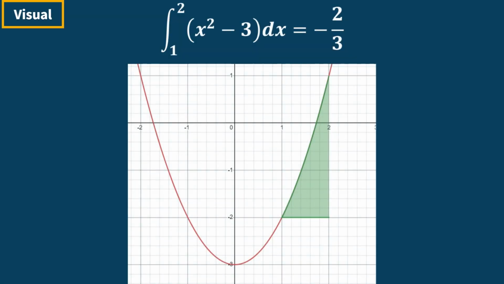Here's a visual of the problem we just solved. You can see that the red line there is the graph of our function, which is x squared minus 3. Our interval is going from 1 to 2, and then our area, which is negative 2/3, is that shaded region right there. This is the basic principle of what the fundamental theorem of calculus is helping us calculate.